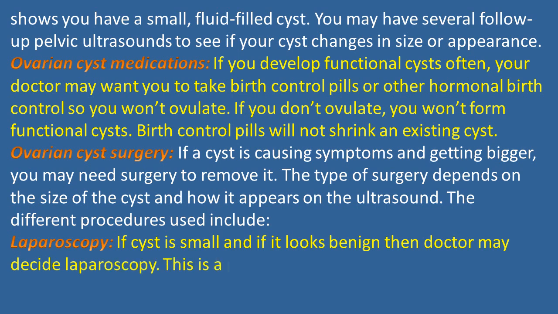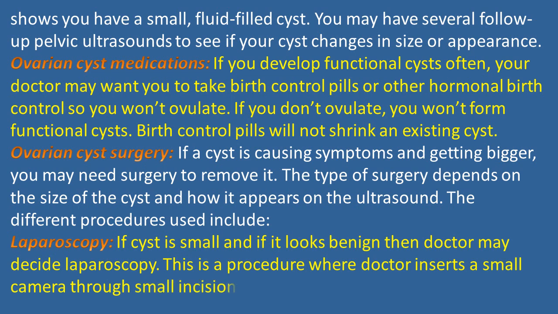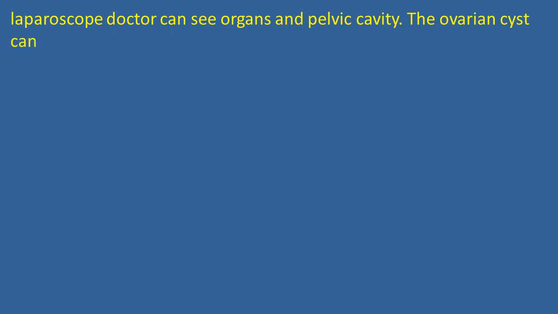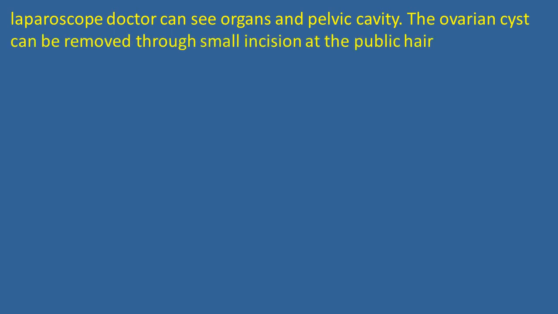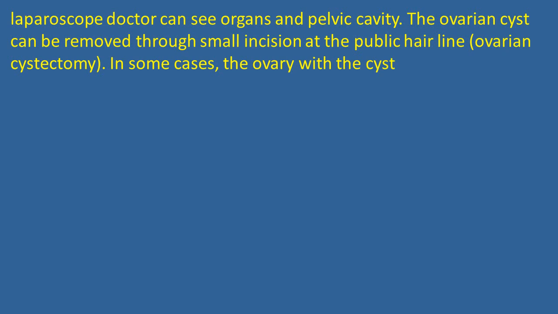This is a procedure where the doctor inserts a small camera through a small incision, a cut, in the abdomen. With the help of the laparoscope, the doctor can see organs and the pelvic cavity. The ovarian cyst can be removed through a small incision at the pubic hairline, called ovarian cystectomy. In some cases, the ovary with the cyst is removed, called oophorectomy.